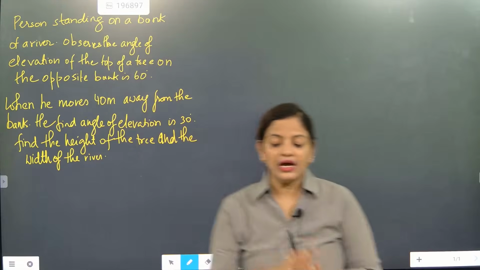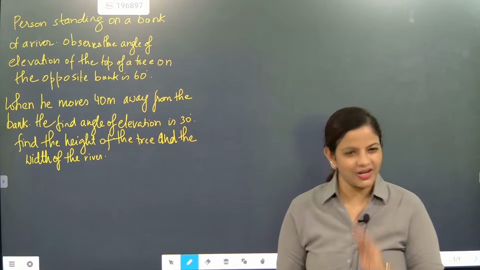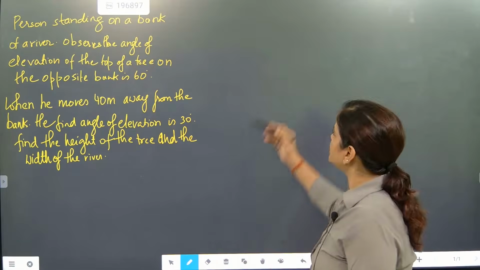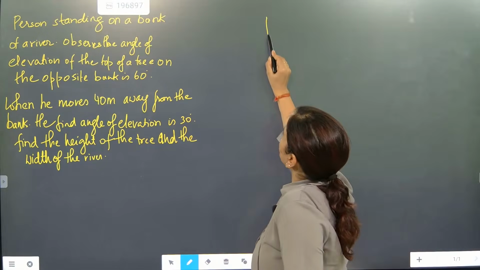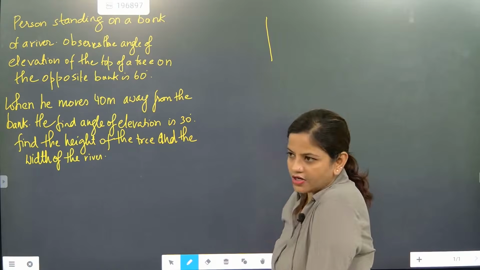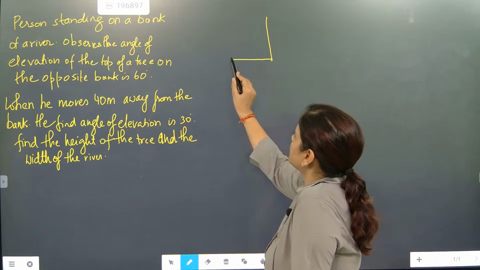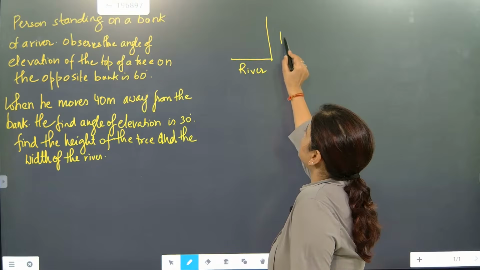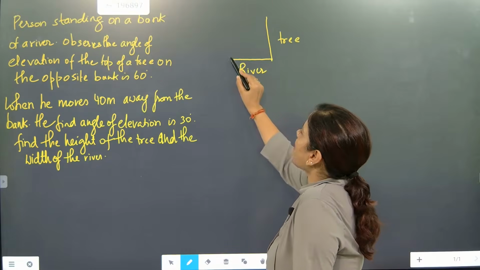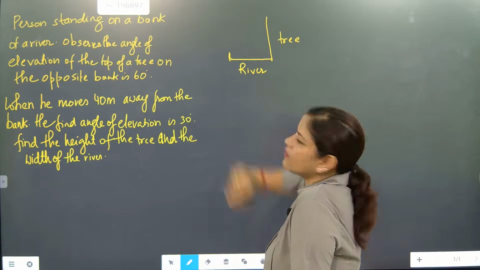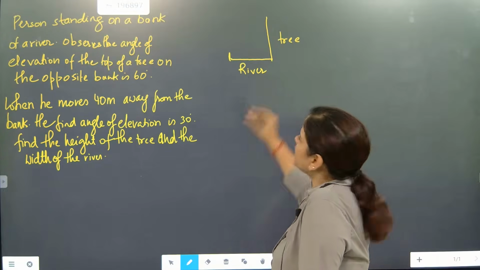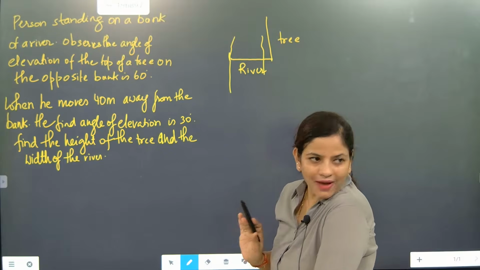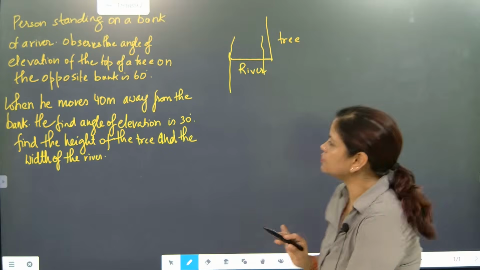You need to understand how to solve this question. Just imagine. What is exactly given to you is this is the tree, and this is the river. Now this is the bank of the river. That means the river is going like this, tree is here. So that is the bank of the river. I hope everybody understood. So look here, beta.